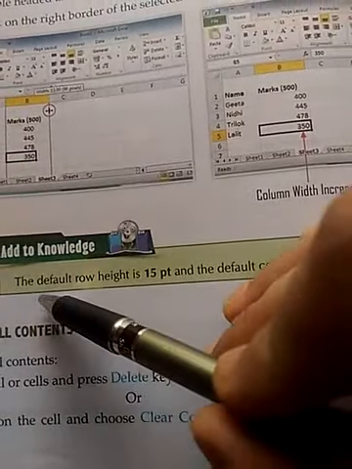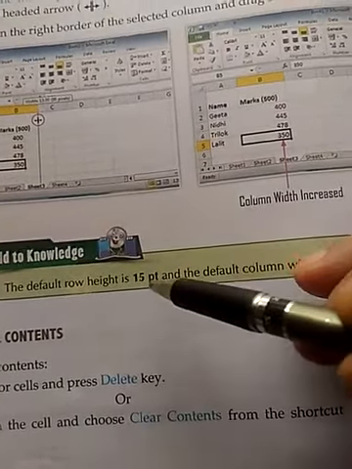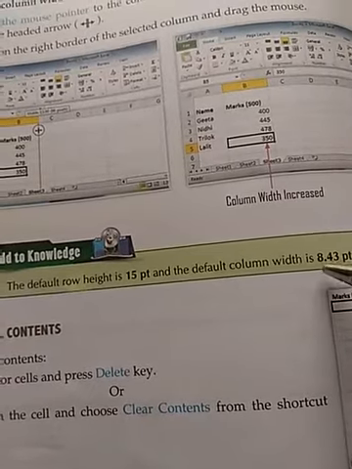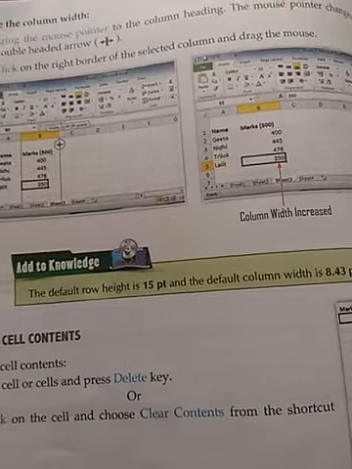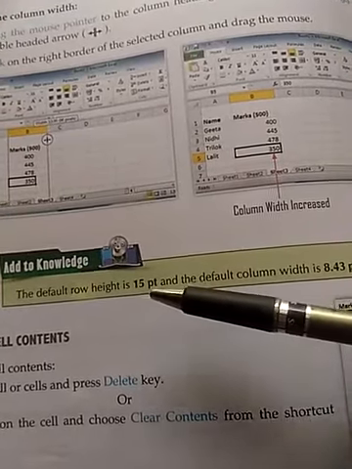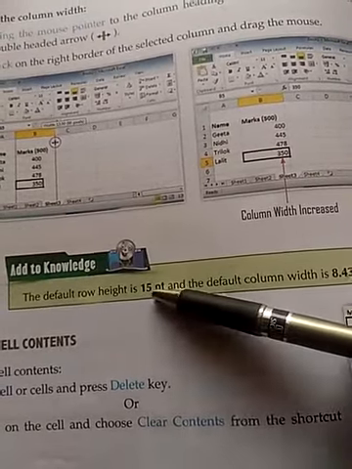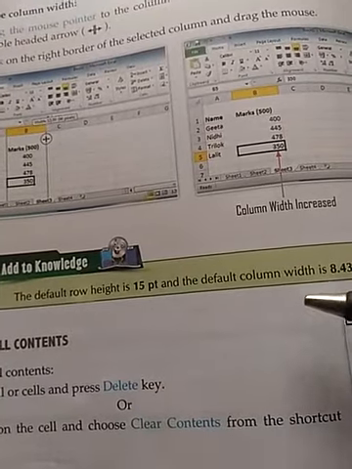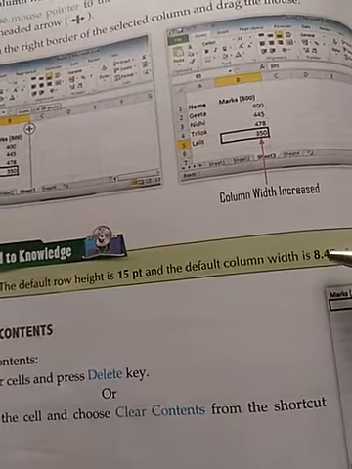Remember it, a key point is there. The default row height is 15 points and the default column width is 8.43 points. Okay, remember this. You will get this question in objective type questions, that what is the default height. So the default height of the row is 15 points and the default width of the column is 8.43 points.